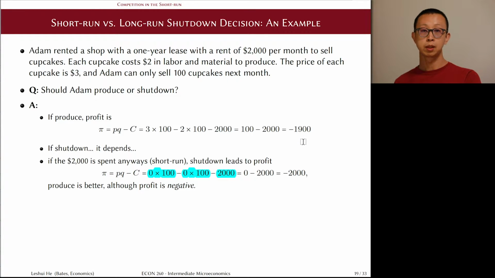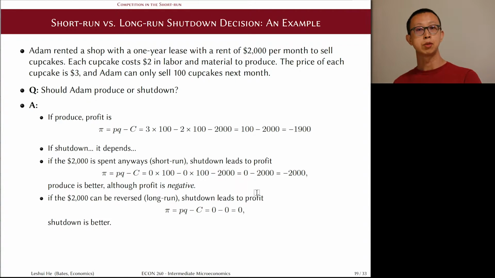So clearly, he makes a loss either way, but producing will be better because the operation actually helps make up a little bit of that loss in fixed cost. Whereas shutting down would not help at all.